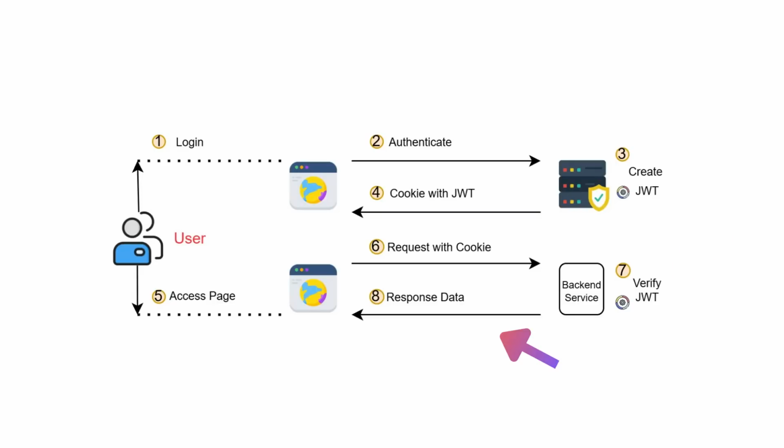In the eighth and final step, if everything checks out, the server processes the request and sends the necessary data back to the browser. The user can now view the protected page without any issues. This step-by-step process ensures that only authenticated users with valid tokens can access secure areas of the website.